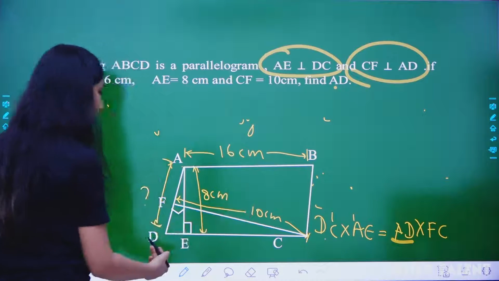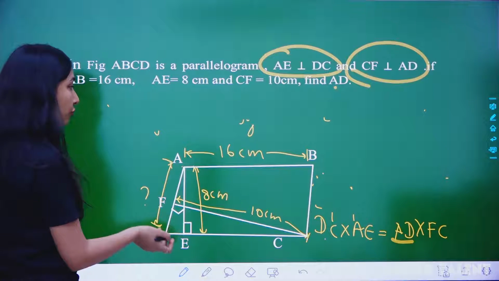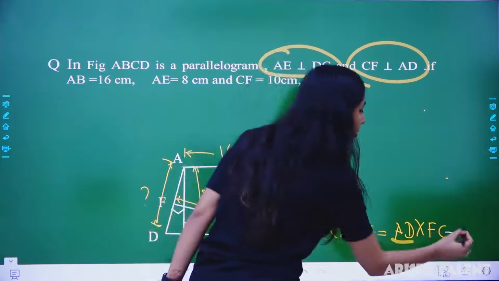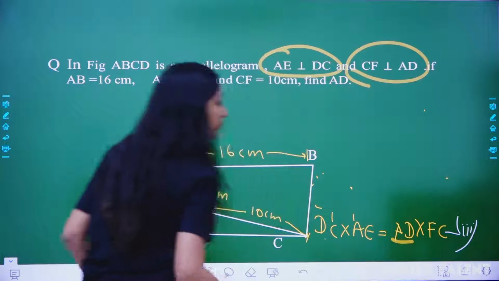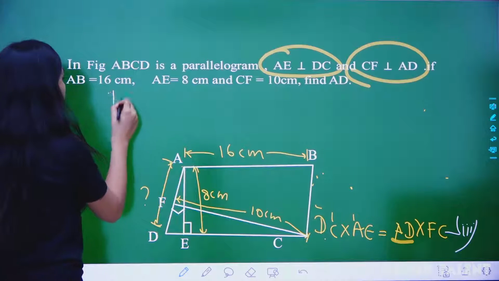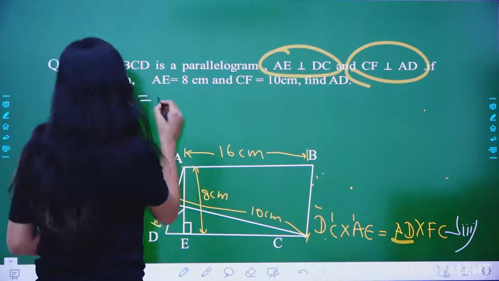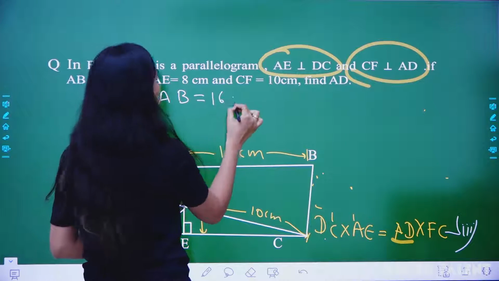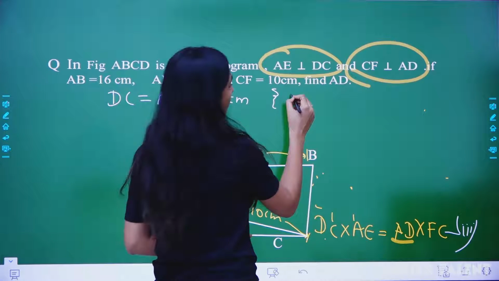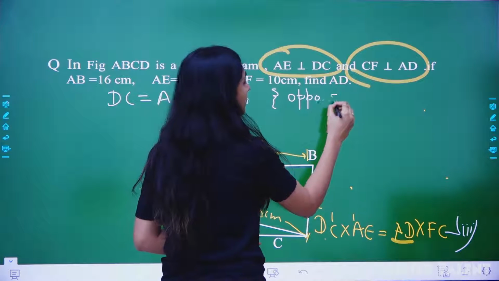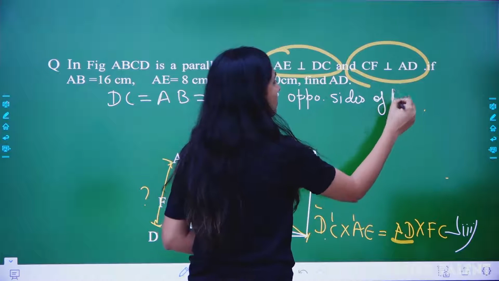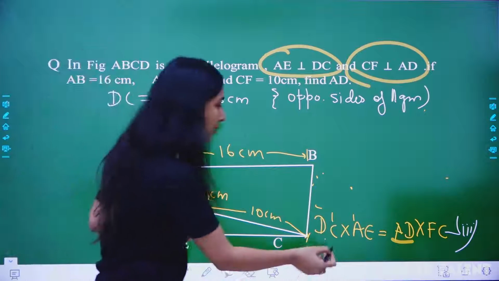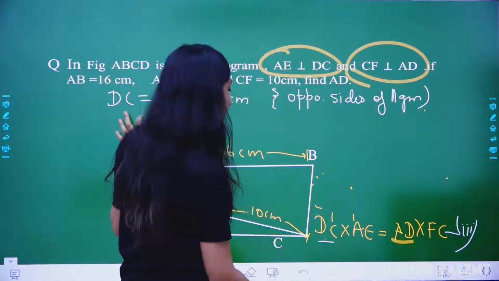Now AB is parallel to DC here. So these are opposite sides of a parallelogram, so they will be equal. So the third equation is this: DC is equal to AB. AB is given as 16 centimeters, because they are opposite sides of a parallelogram. So AB equals 16, and we will be having DC.